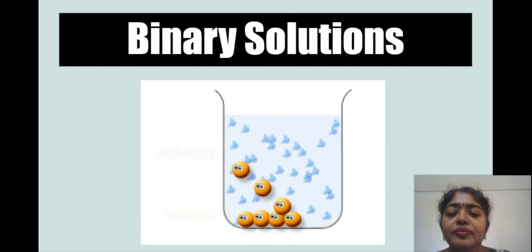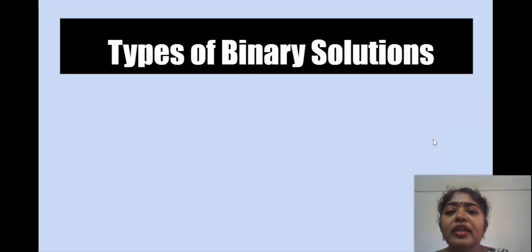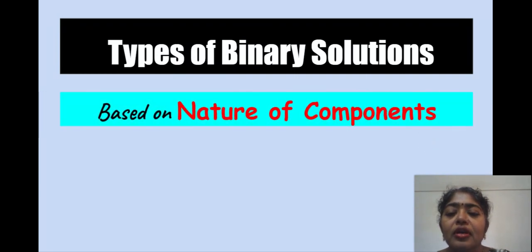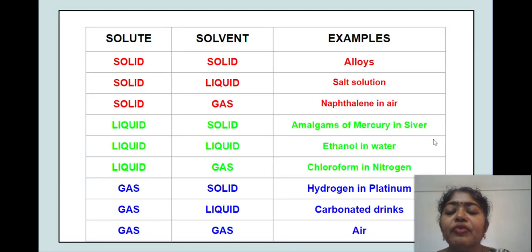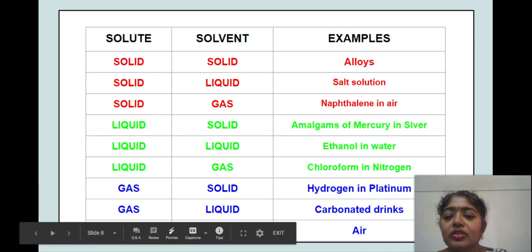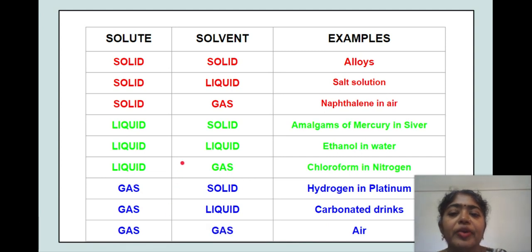Now, these binary solutions can be further classified into various types based on the nature of the components. That is, mainly the physical state in which the solute and the solvent are present. So, on this basis, we have 9 different types of binary solutions. As you can see here, the solute can exist in 3 different states, that is, solids, liquids, and gases. Similarly, the solvent can also exist in 3 different states: solid, liquid, and gas.